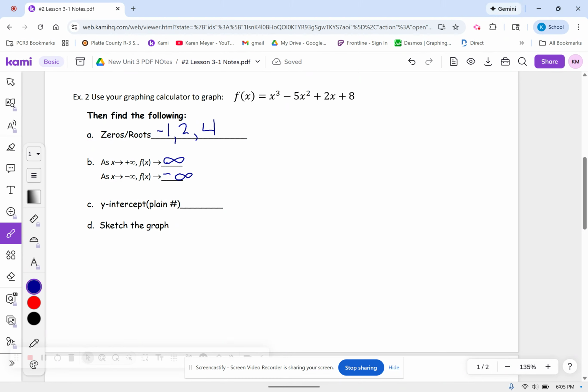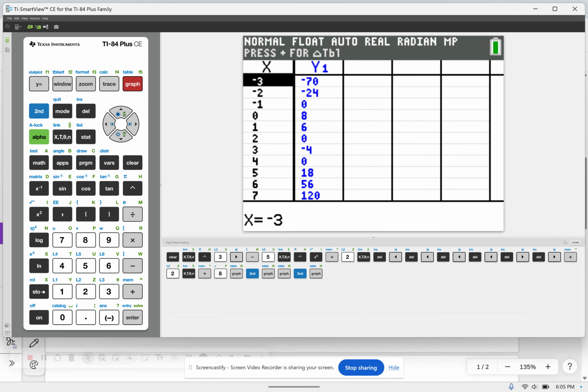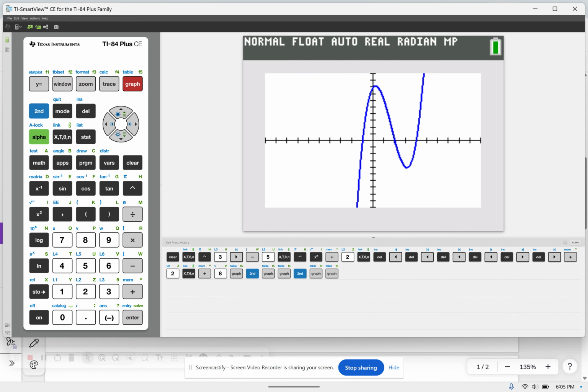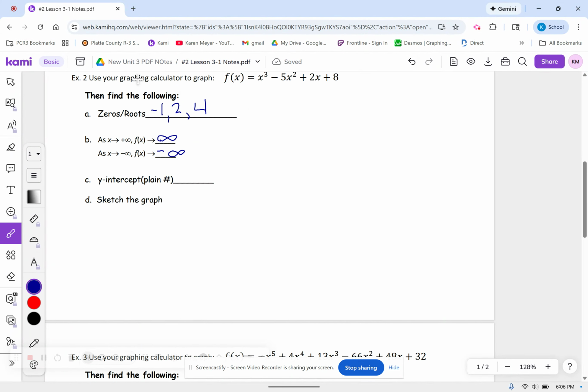Now the y-intercept, we have a couple different ways we can find the y-intercept. So let me go back and show you. I can go back to the table, and the y-intercept is going to be where it crosses the y-axis. So you're looking at 0 in the x column, because remember we said it was always going to be 0 comma a number, so it would be 0 comma 8.